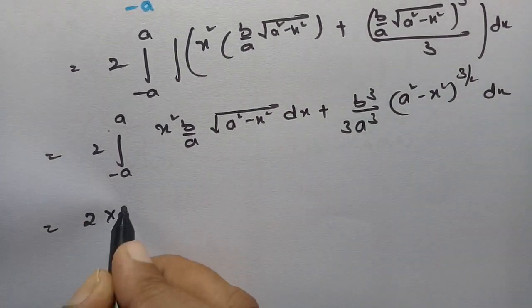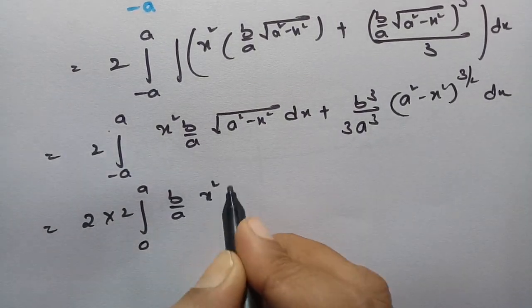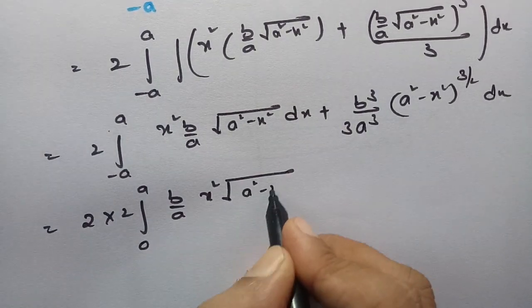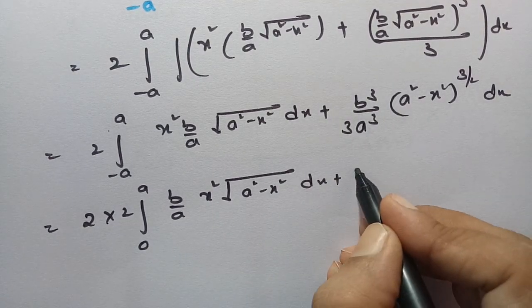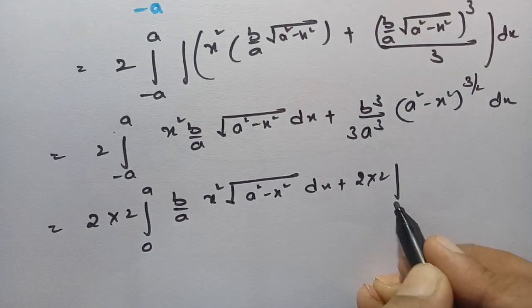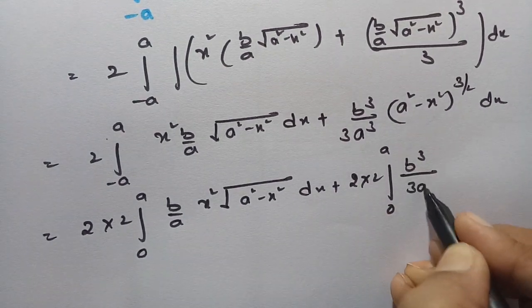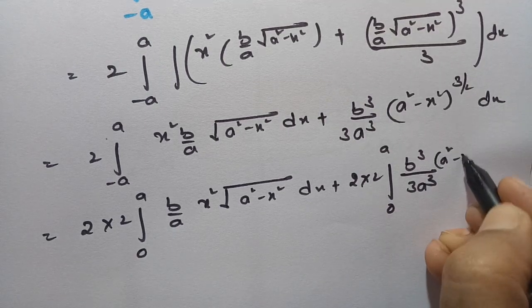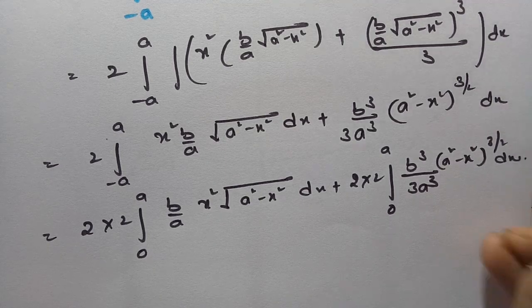So this is 2 into 2 times the integral from 0 to a of b by a x square root over a square minus x square dx, plus, and this will be again 2 into 2 times the integral from 0 to a of b cube by 3a cube into (a square minus x square) to the power 3 by 2 into dx.